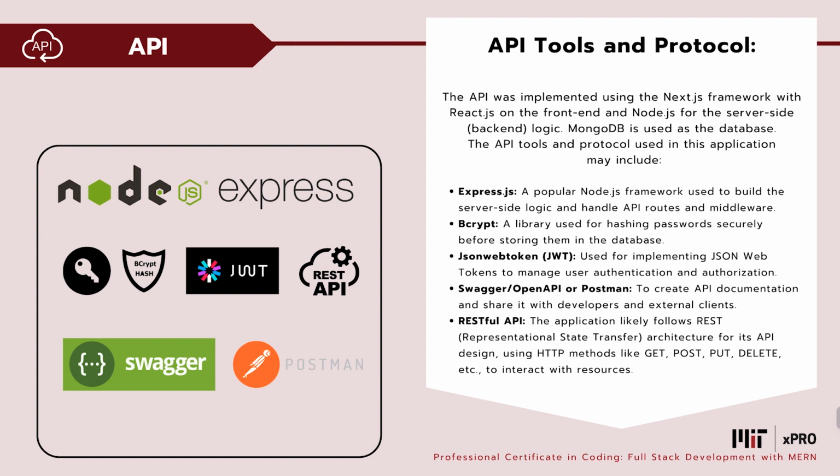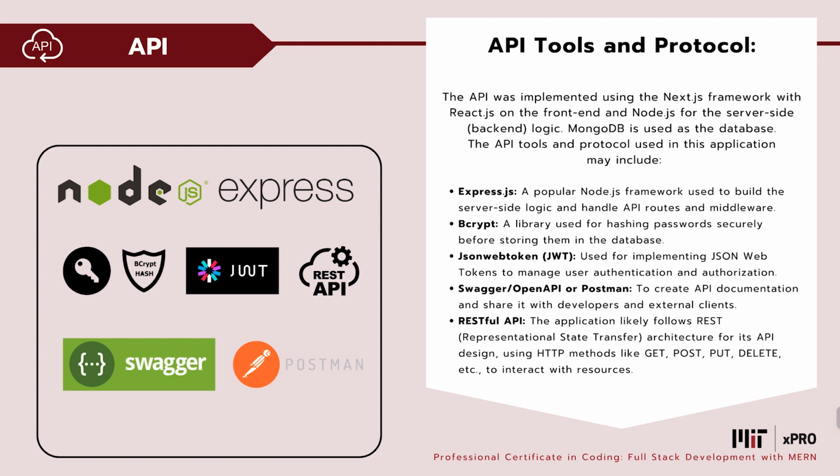API tools and protocols. The API was implemented using the Next.js framework with React.js on the front end and Node.js for the server-side logic. MongoDB is used as the database. The API tools and protocols used in the application may include Node.js, a popular framework used to build the server-side logic and handle API, routing, and middleware.